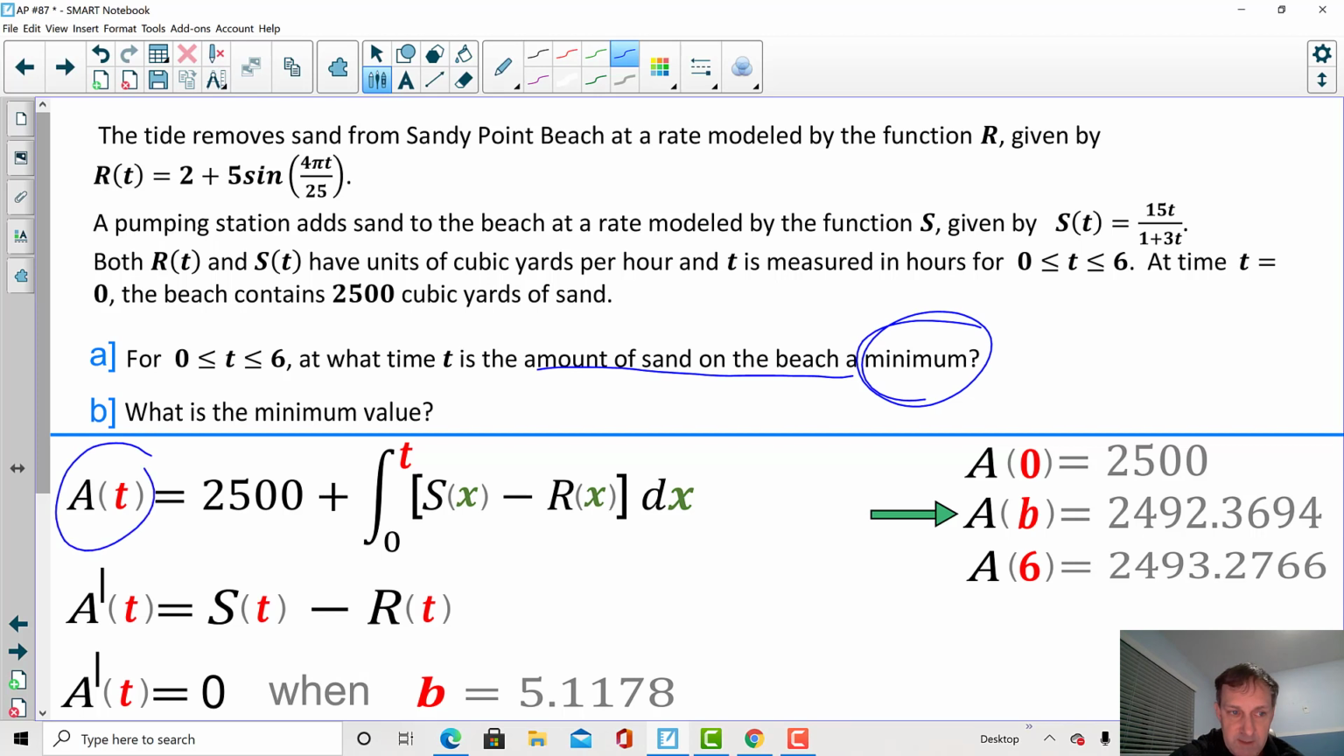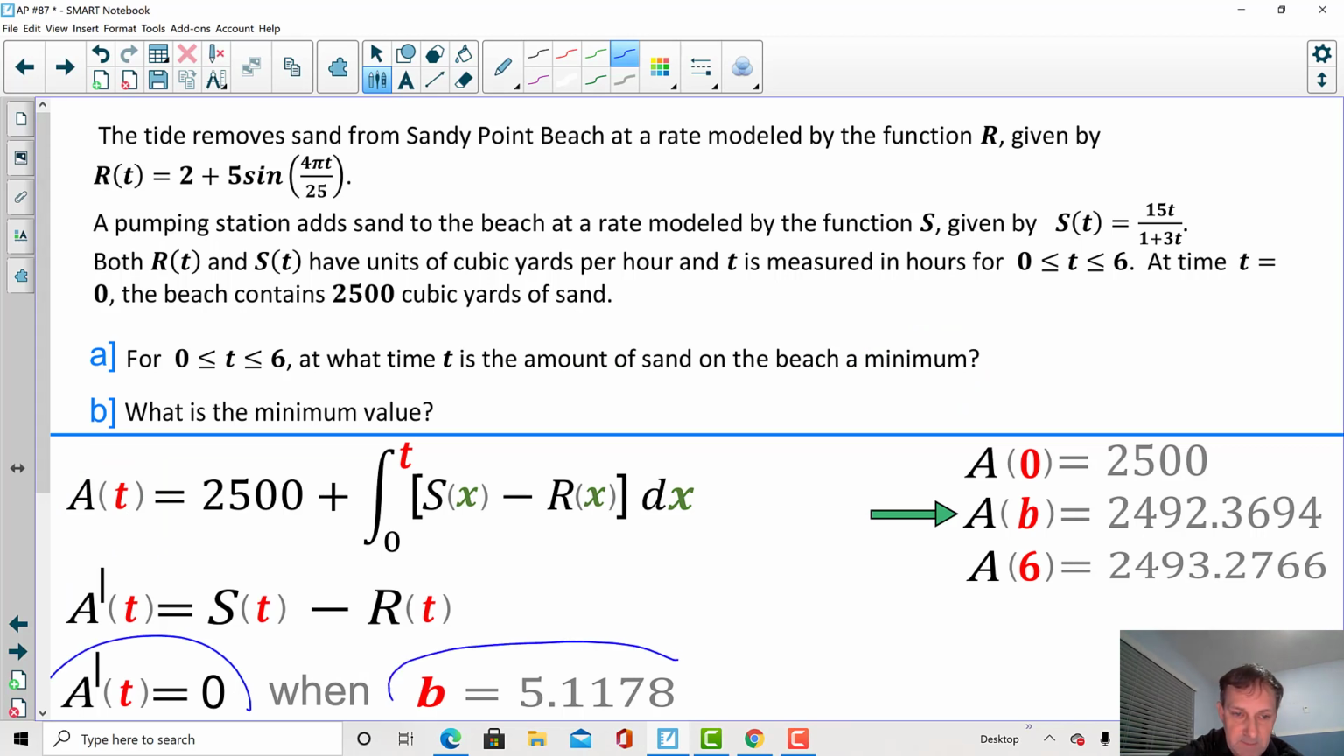First question says, at what time is the amount of sand on the beach a minimum? So we want to minimize this function. How do you find the min of a function? You do the derivative and you find the critical numbers. That would be where your derivative is either 0 or undefined. This derivative is equal to 0 at this value right here. That's a time, so when t is equal to 5.1178. Because this is a closed interval, we have to check the critical number, but we also need to check the endpoints. So we need to check 0 and 6. So we plug it into the amount function.